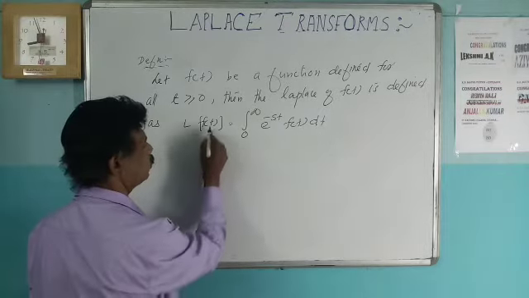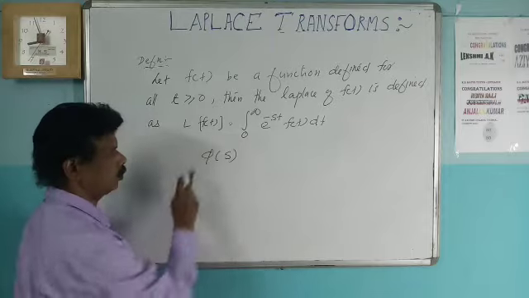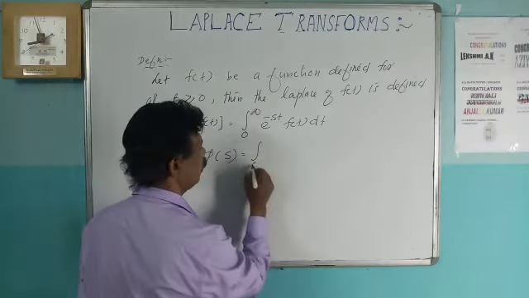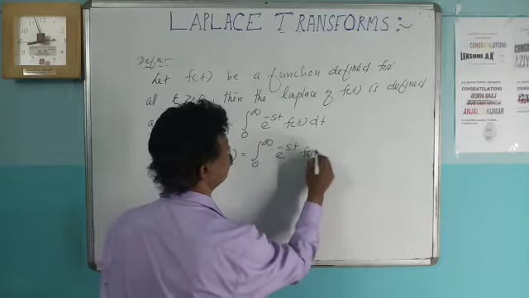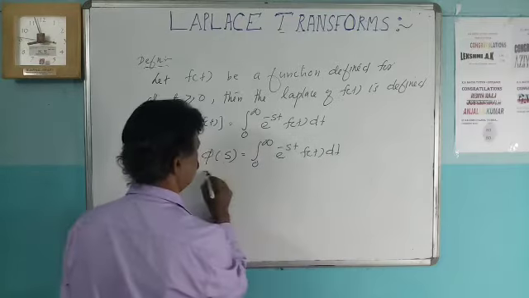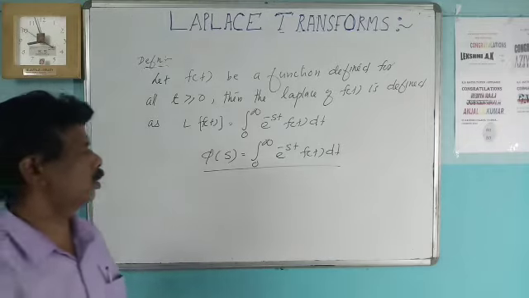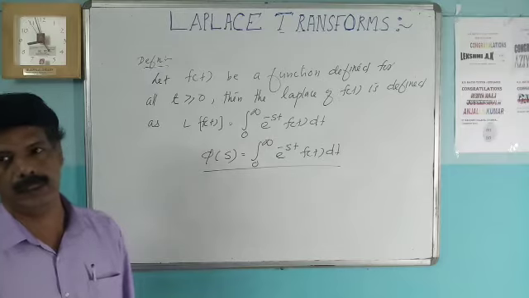Instead of Laplace of f of t, we can write phi of s. Laplace of f of t equal to phi of s equal to integral 0 to infinity e raised to minus st f of t dt. You have to remember this point: phi of s is equal to integral 0 to infinity e raised to minus st f of t dt. Okay, that is the definition.